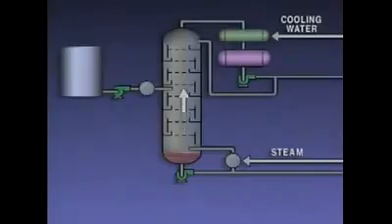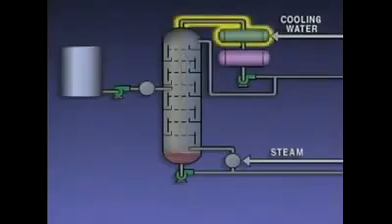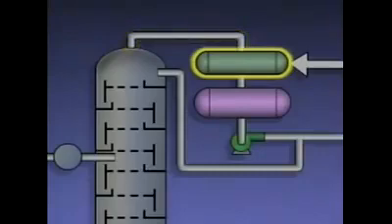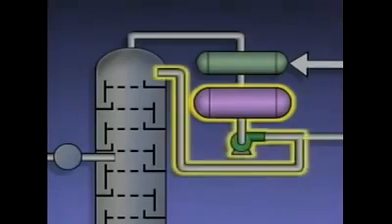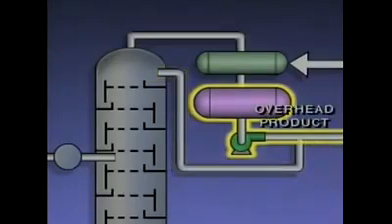The vapors that rise up in the tower are routed to a condenser. The purpose of the condenser is to cool and condense the vapors into liquid. From the condenser, the liquid flows into a receiver or accumulator. The receiver provides a reservoir for the liquid. Part of the liquid from the receiver is pumped back into the top of the tower, and part of it is drawn off as the tower's overhead product.